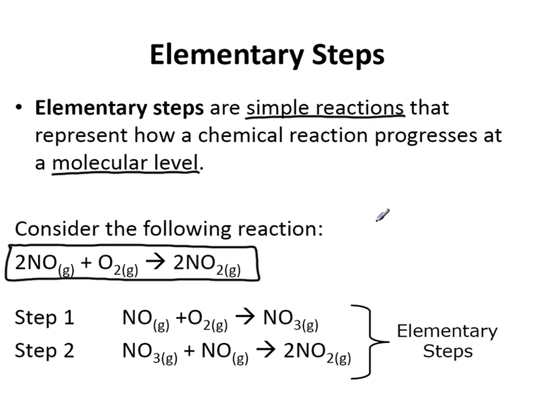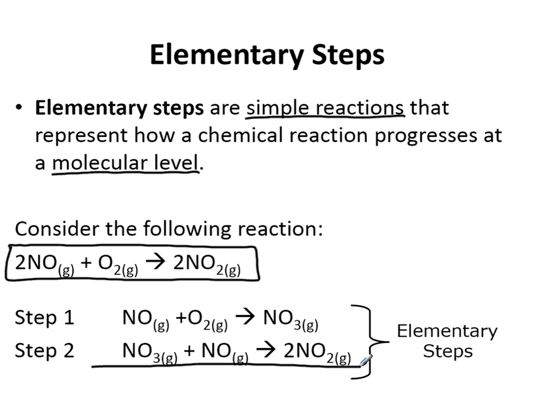So someone has proposed that this is a 2-step process. In step 1, 1 mole of nitrogen monoxide combines with 1 mole of oxygen gas, and this makes nitrogen trioxide. Now wait a minute, nitrogen trioxide isn't in our overall equation. Don't worry, we're going to take care of that in a minute. In step 2, you can see here's that nitrogen trioxide again. It's going to react with the 2nd mole of nitrogen monoxide, because we have 2 of them up here. It's going to react and give us our 2 moles of nitrogen dioxide. That's our product.